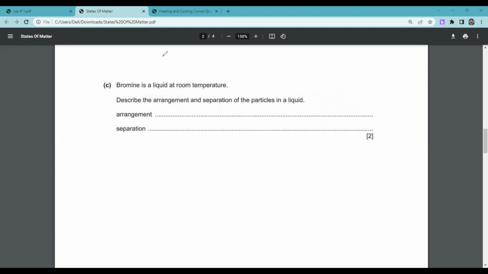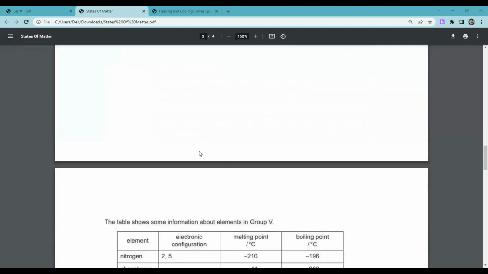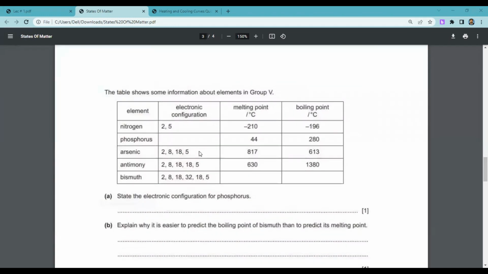Now moving forward. This table shows some information about elements in group 5. What is group 5? We will study it further. We are only concerned with melting point and boiling point, which we studied now. It says nitrogen, phosphorus, arsenic, antimony, bismuth.